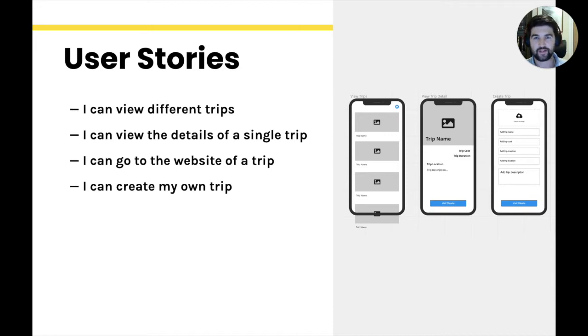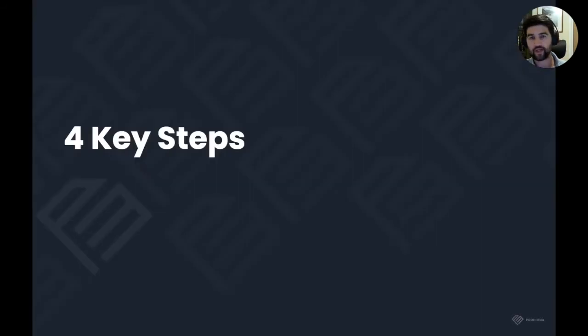What are those user stories? We're going to build a really simple travel application. I want to be able to view different trips. See the first screen. I want to view the details of a single trip. Second screen. I want to go to the website of a trip. Call to action button. And finally, I want to be able to actually create my own trip and add that to the database.